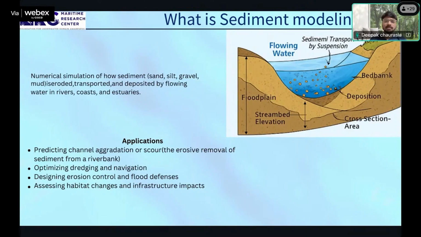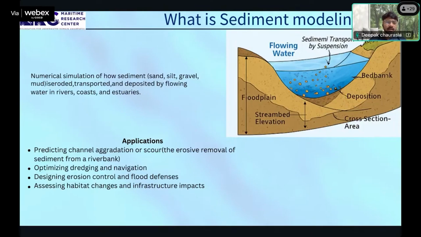So, what is sediment modeling? It means what are the things we are going to do in sediment modeling. Basically, it's a numerical simulation or physics-based method in which we study the eroded sediment, silt, clay, gravels transported by a river during its flow, including both suspended and bed load. And of course, there are applications. That's why we are going to do modeling.